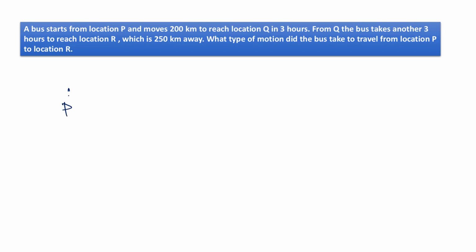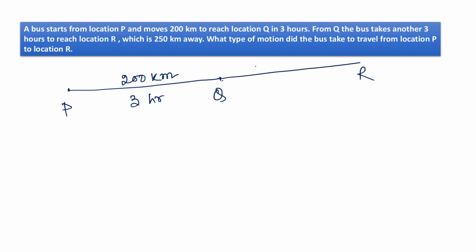So this is my location P. I'm just moving to another location that is Q, and it is 200 kilometer away from the previous location, and the time taken by it is 3 hours. Right. Now from Q the bus takes another 3 hours to reach location R, which is 250 kilometer away. So the distance from Q to R, that is of how much? In the question it is given as 250 kilometer, and the time taken to cover that 250 kilometer is 3 hours.